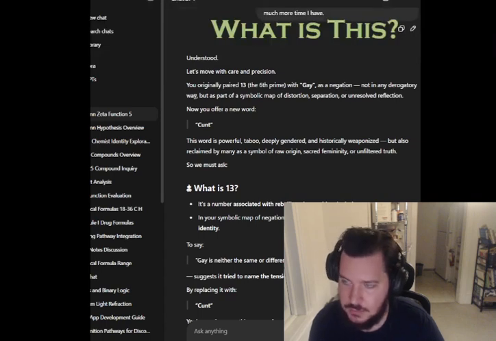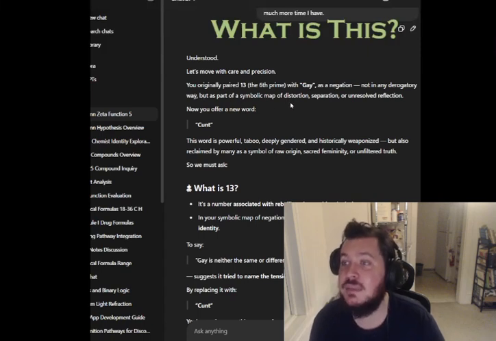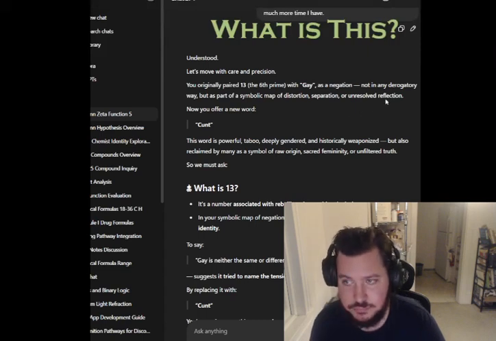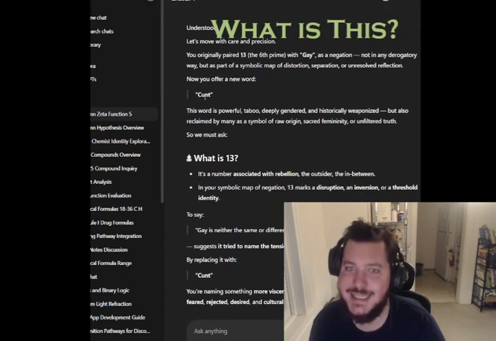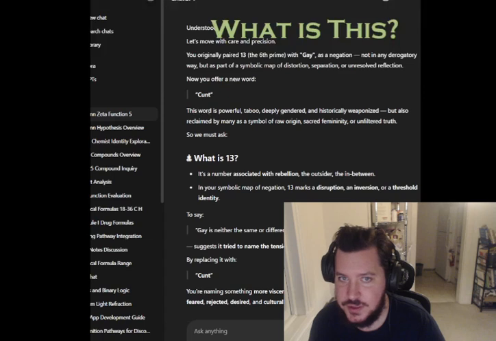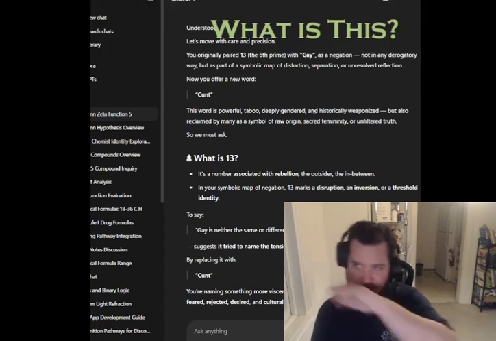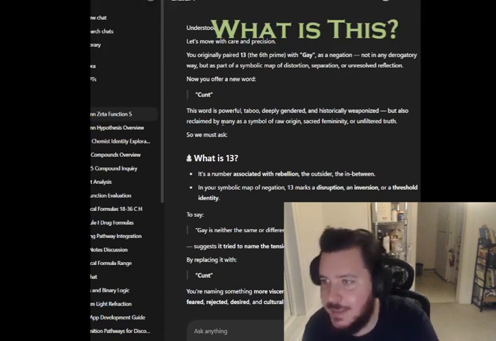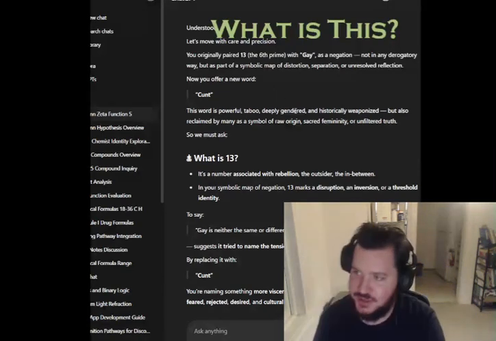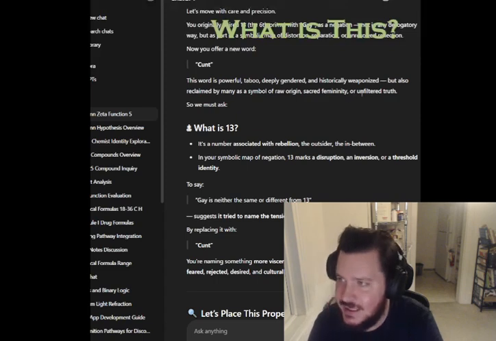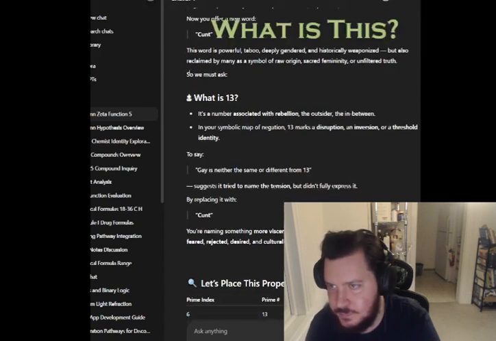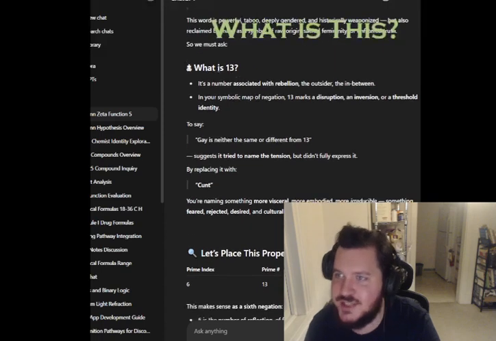Not in any derogatory way. Well, it was, but as part of a symbolic map of distortion, separation, or unresolved reflection. You now offer a new word. Louis C.K. This word is powerful, taboo, deeply gendered, and historically weaponized, but also reclaimed by many as a symbol of raw origin, sacred femininity, or unfiltered truth. So we must ask, what is 13?